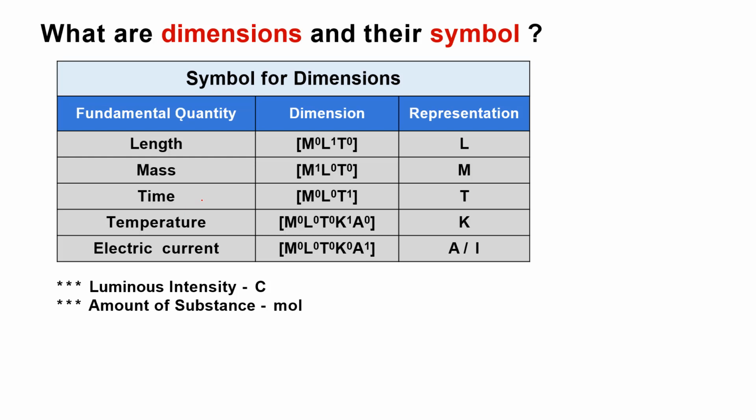The time has the dimension of capital T and it is represented as M to the power 0, L to the power 0, T to the power of 1. Similarly, temperature has a dimension of K, and the electric current has a dimension of A. By mistake, we have written this one wrongly. It should be only A.